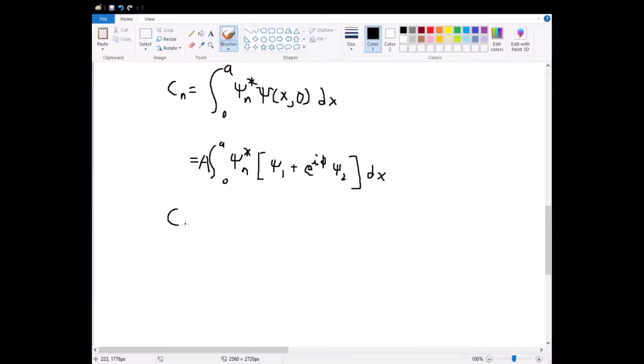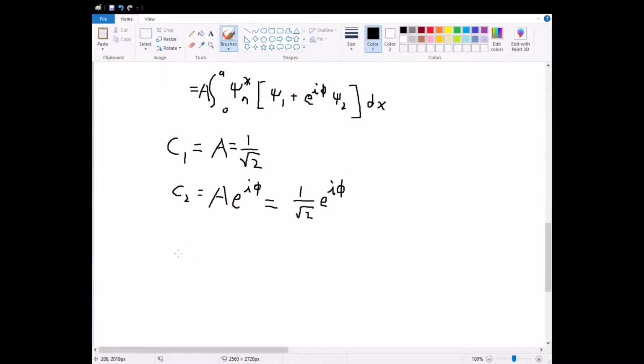So C1, just from looking at this, is going to be equal to A, which is 1 over root 2. And then C2, well, we're moving the e to the i phi out of the integral, and then everything cancels out again due to orthonormality. So we have A times e to the i phi, which is equal to 1 over root 2 times e to the i phi. And then all subsequent n's equal just 0 because of orthonormality.